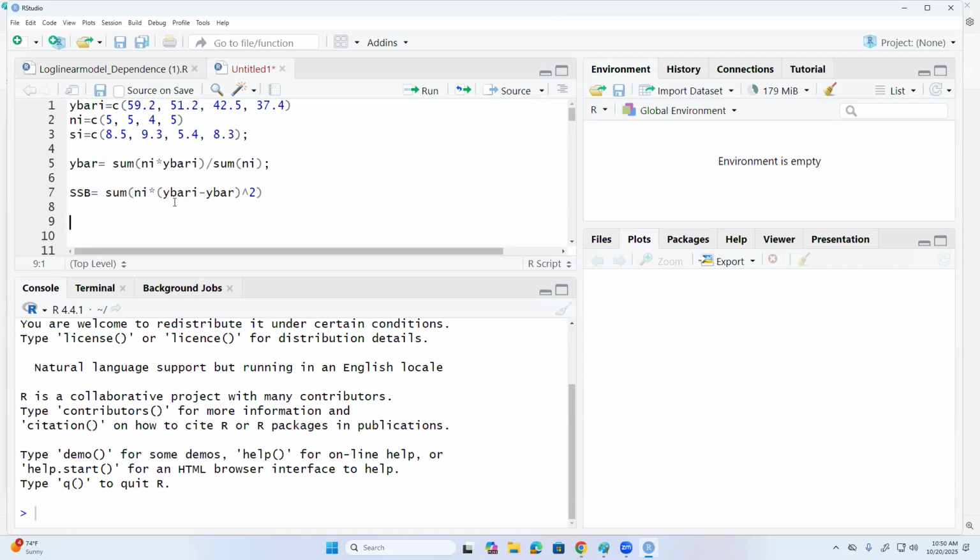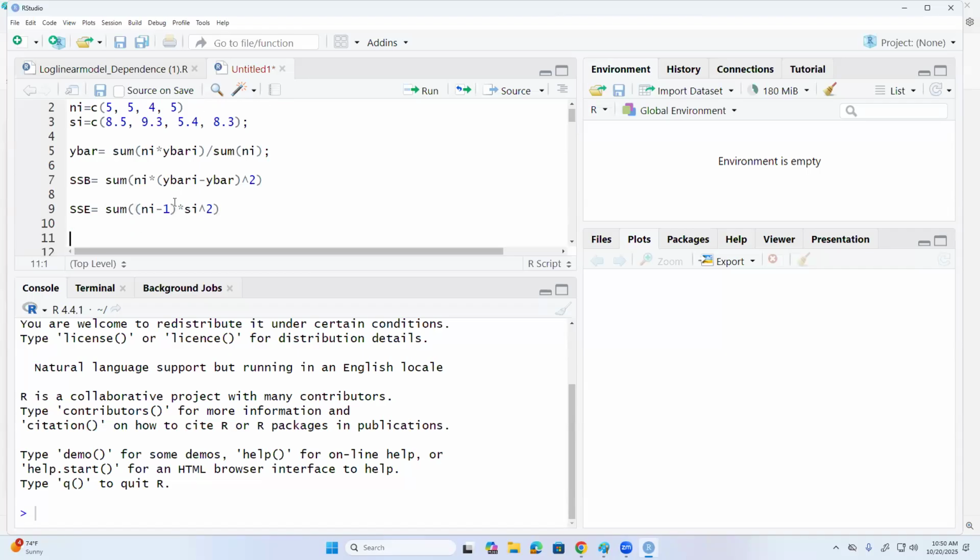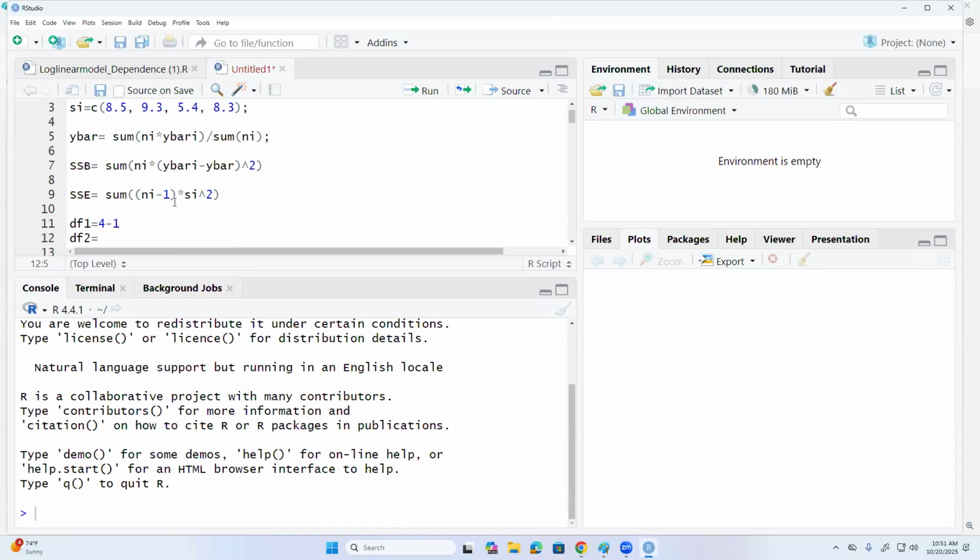Okay, now SSE. SSE is the sum of (n_i minus 1) times s_i squared. Degrees of freedom: df1 is 4 minus 1, and df2 is n minus 4, where n is the sum of n_i, minus 4.